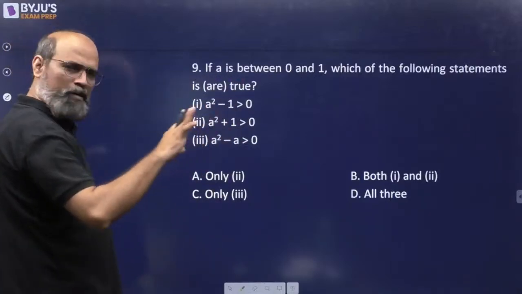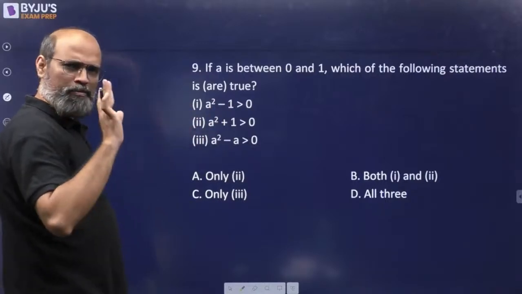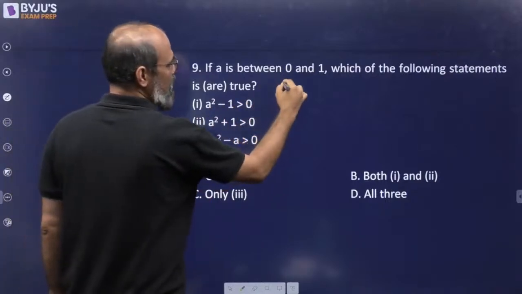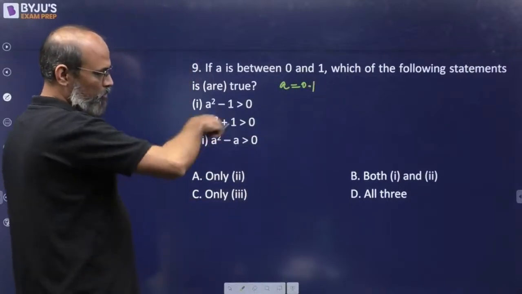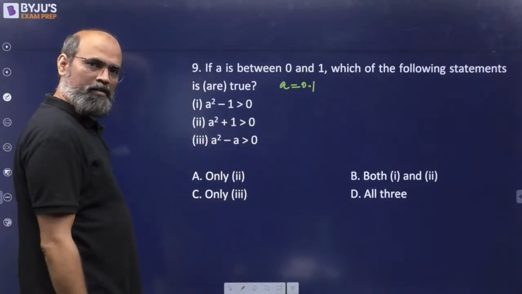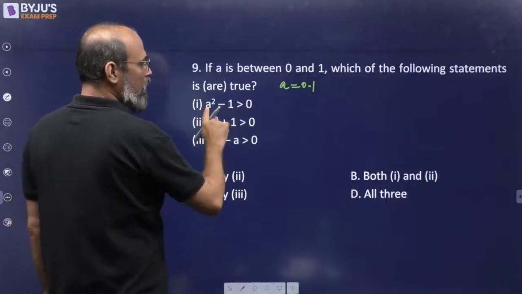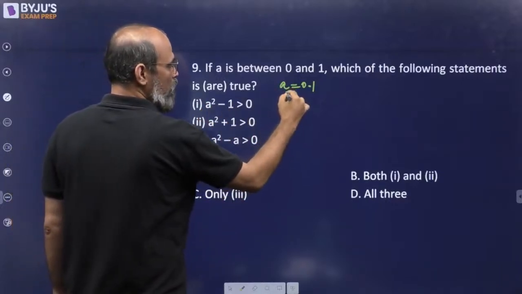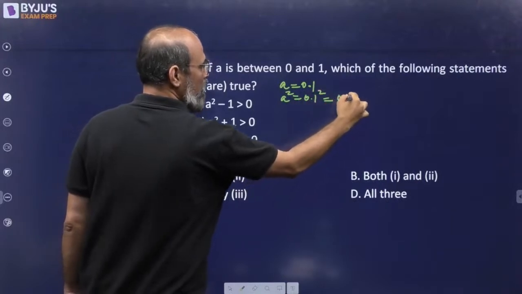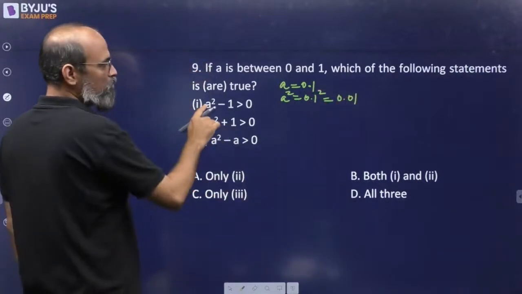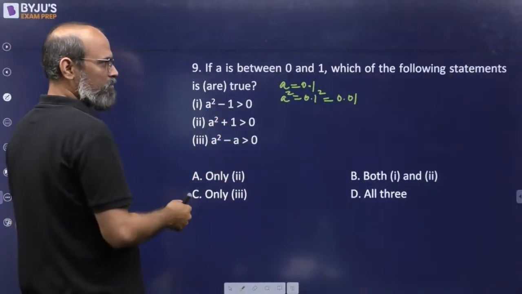कोई ग्राफ नहीं बनाने का. कोई एक वैल्यू ले लो आप. So suppose if I take A is equal to 0.1. पुट कर लो आप इधर. ठीक है. So 0.1 square. So A square बोले तो 0.1 का square, which is going to be 0.01. 0.01 minus 1 is greater than 0.